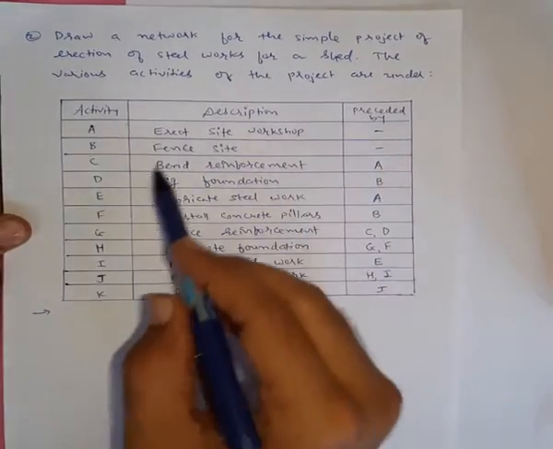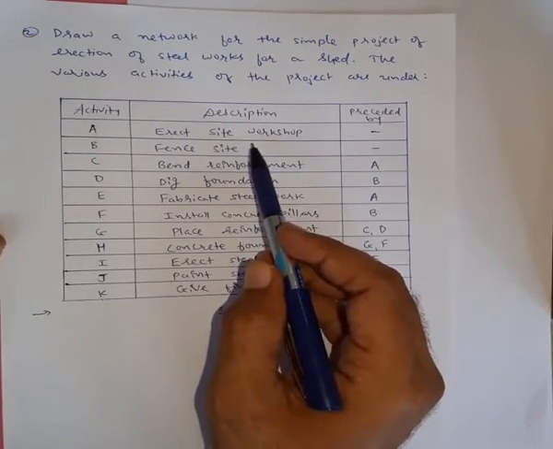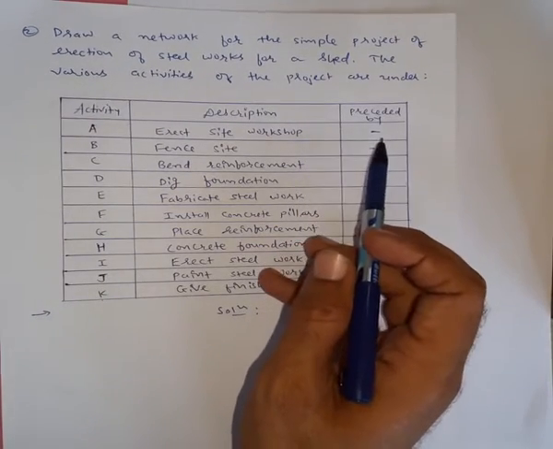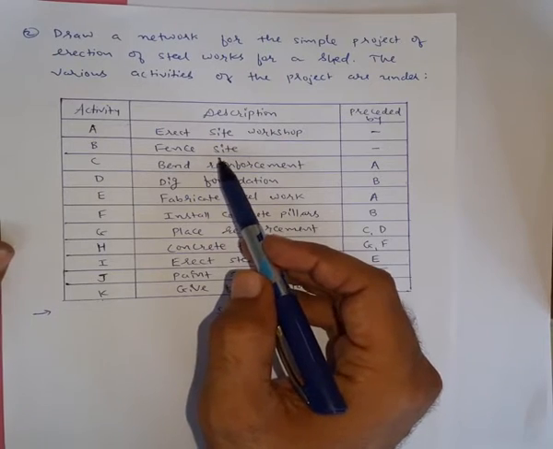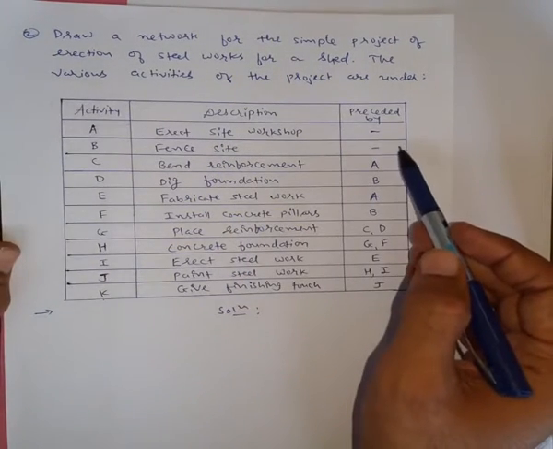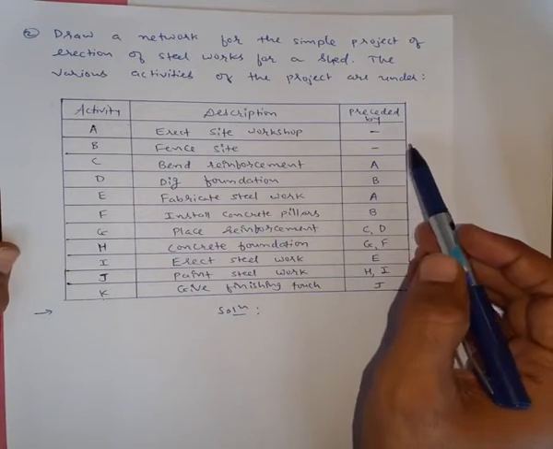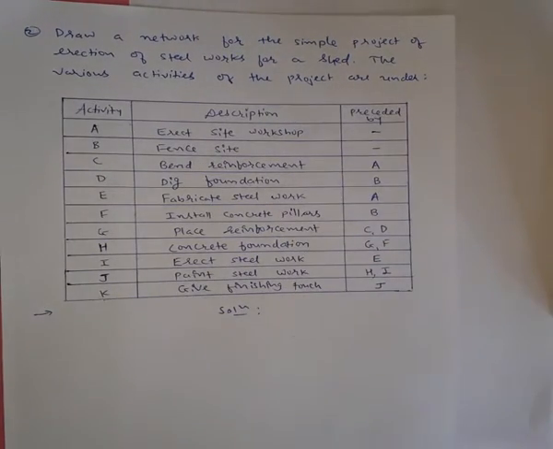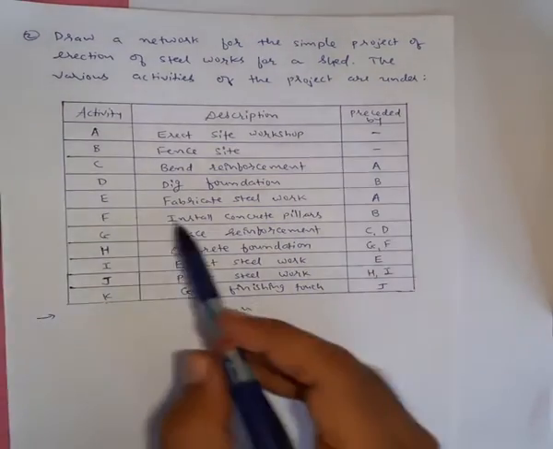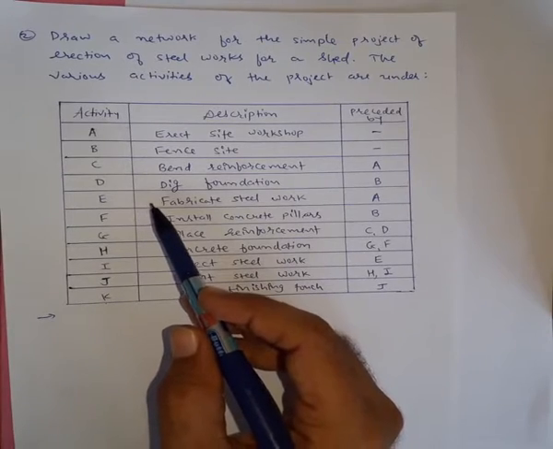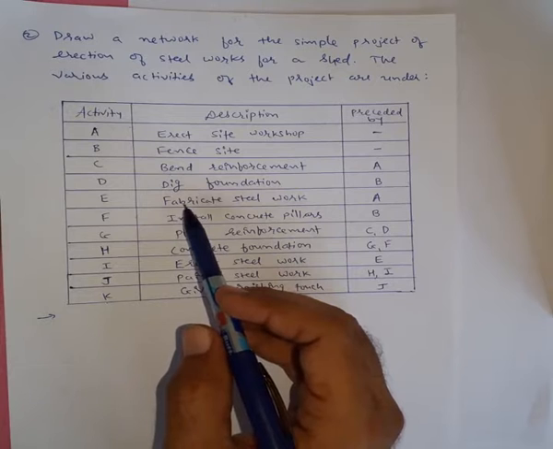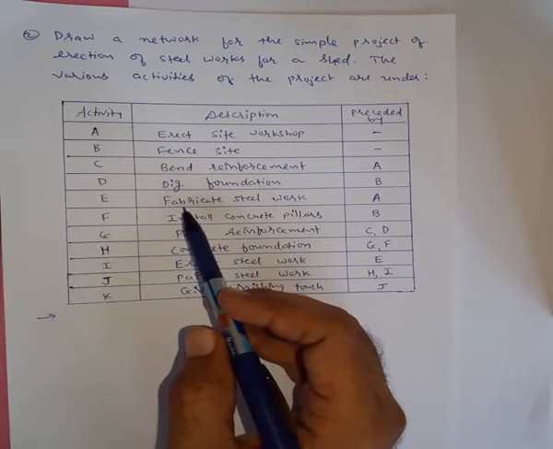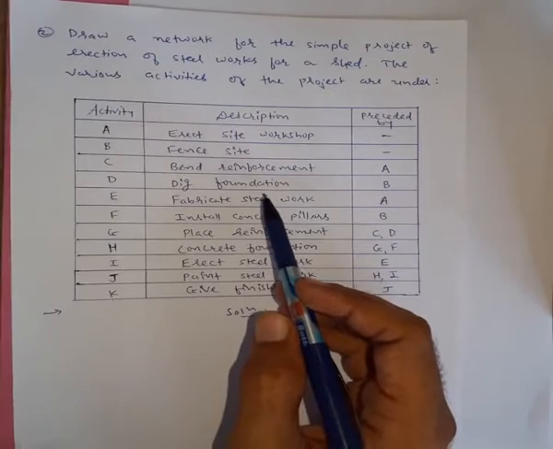For activity A, what is the description? Erect site workshop. Activity A has no predecessor activity. Similarly for activity B, the description is fence site. Predecessor activity is none. For activity C, the description is bend reinforcement. It has predecessor activity A. For activity D, the description is dig foundation and the predecessor is B. For activity E, the description is fabricate steelwork. It has predecessor activity A.